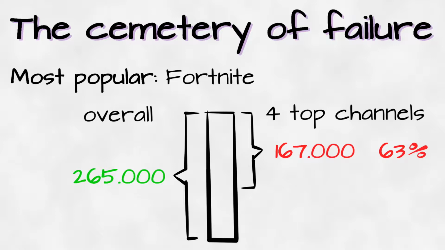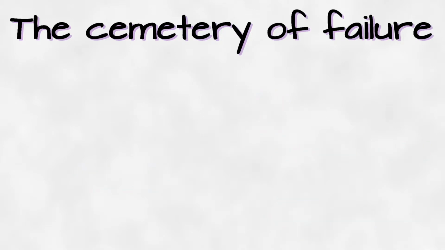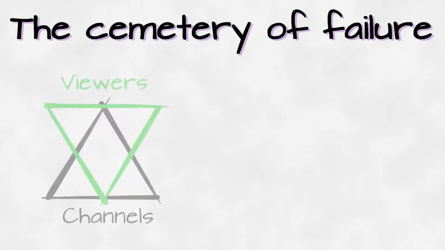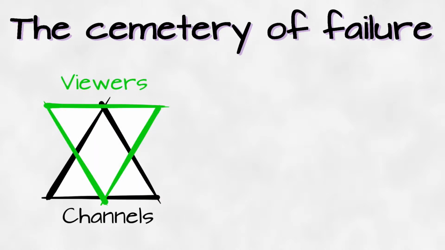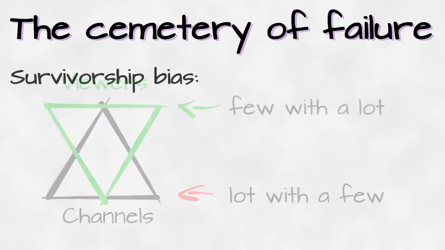And I also was interested in how many channels are actually streaming this game. So I scrolled through the list and started counting, but after 600 I gave up. This situation can be illustrated by 2 overlapping triangles. On the top there are a few with a lot, and on the bottom there are a lot with a few. I present to you the survivorship bias.